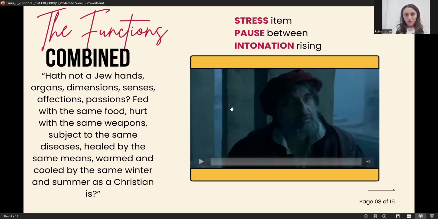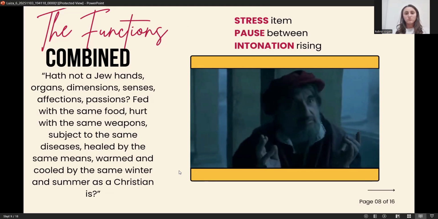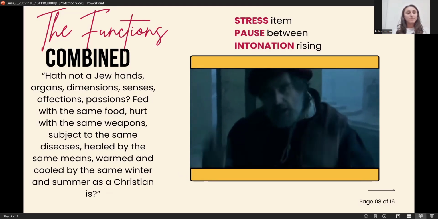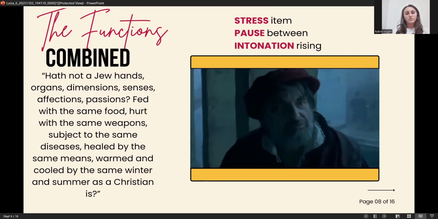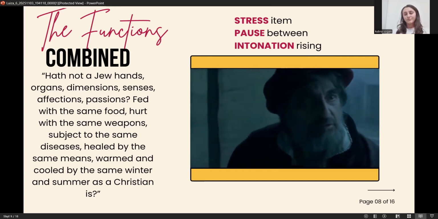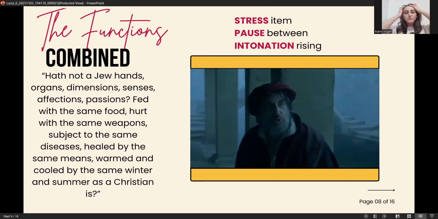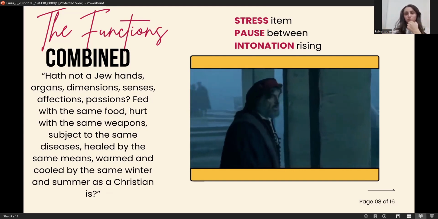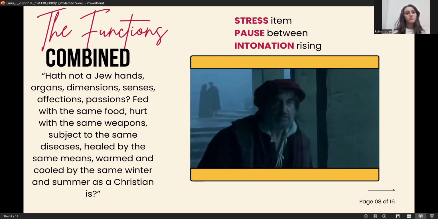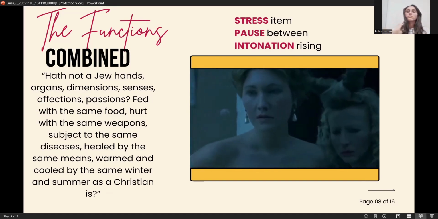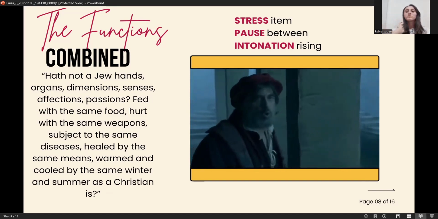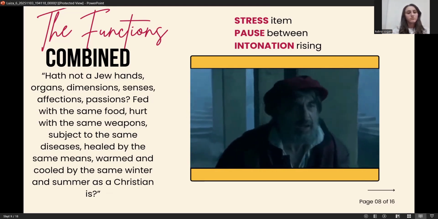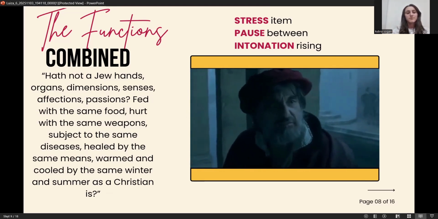You can hear it here. Pathology hands, organs, dimensions, senses, affections, passions, fed with the same food, hurt with the same weapons, subject to the same diseases, healed by the same means, warmed and cooled by the same winter and summer as a Christian is.